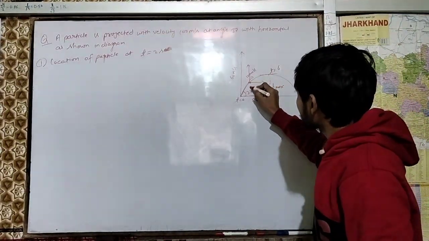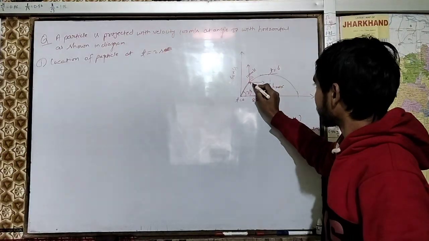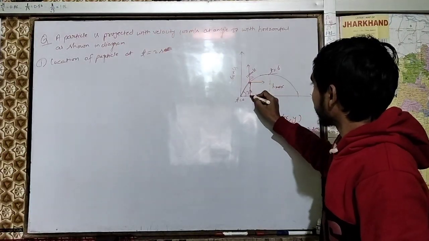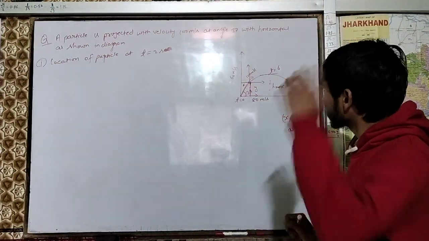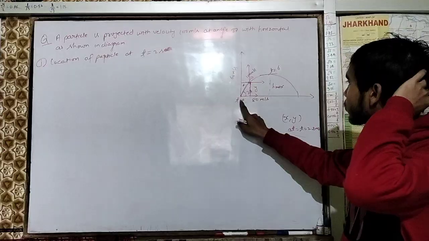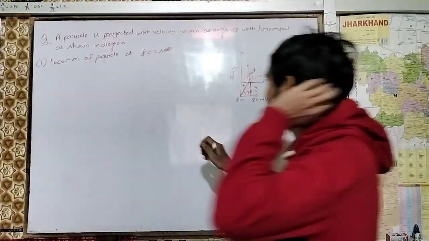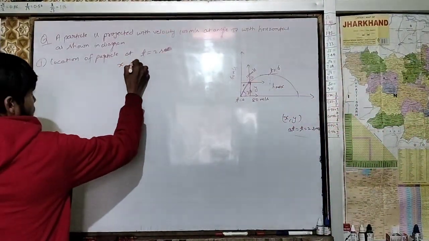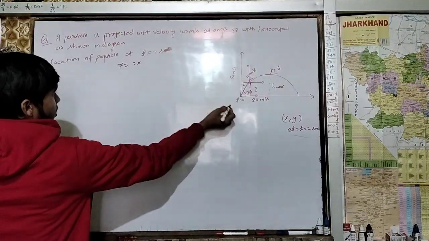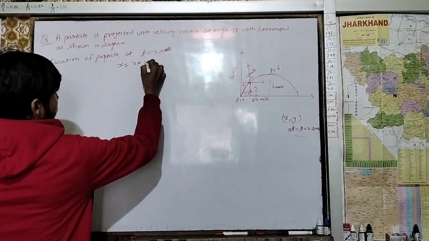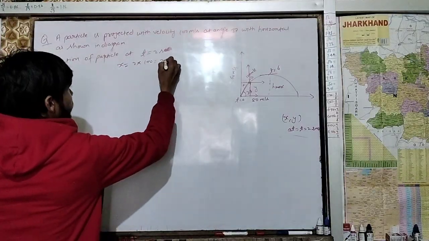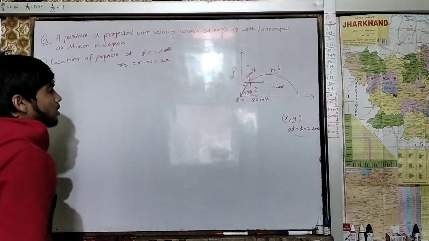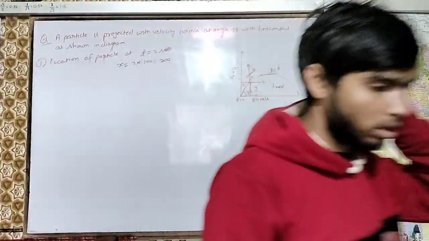Over here, this is going to be our y, and this is x. So x range will become how much? x means u multiplied by time. Time is 2, so x is going to be 2 multiplied by the initial velocity, 100. So this will become 200.